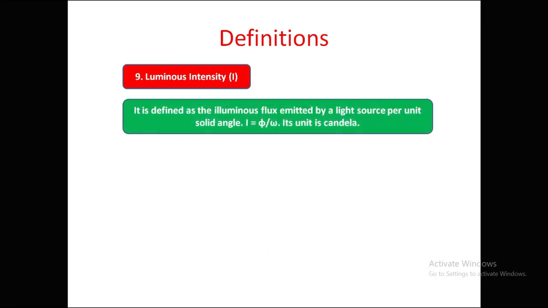The next definition is luminous intensity, capital I. It is defined as the luminous flux emitted by a light source per unit solid angle. So capital I is equal to phi by omega. Its unit is candela. Luminous intensity, capital I is equal to luminous flux phi by solid angle omega.